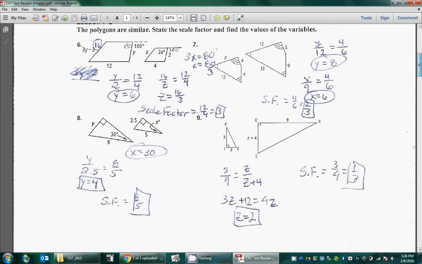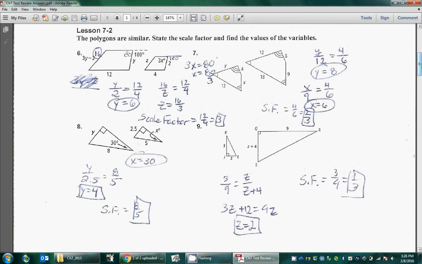So for 7.2, it says the polygons are similar. So with these, you got 2 important things. If your variable is an angle, you're setting them equal. If your variable is a side, you're setting up a proportion. So if I look at number 6 here, to find x, I'm setting things equal because it's an angle. To find y, I'm setting up a proportion because it's a side.